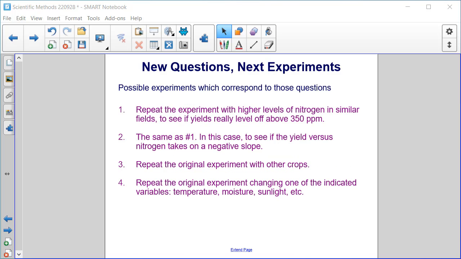Possible experiments which correspond to those questions. 1. Repeat the experiment with higher levels of nitrogen in similar fields to see if yields really do level off above 350 parts per million. 2. The same as number 1. In this case, to see if the yield versus nitrogen takes on a negative slope. 3. Repeat the original experiment with other crops. 4. Repeat the original experiment, changing one of the indicated variables: temperature, moisture, sunlight, etc.